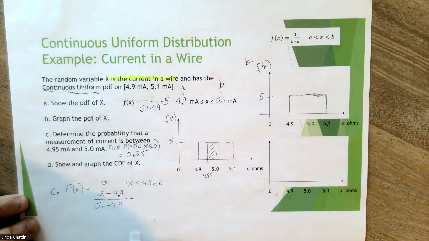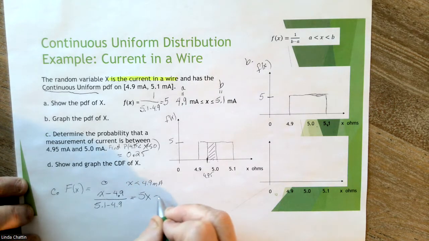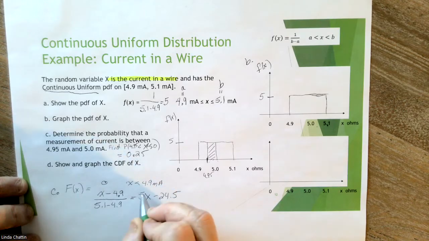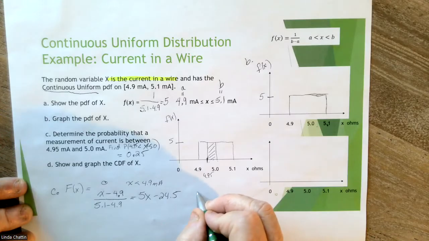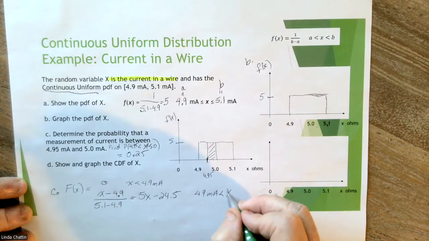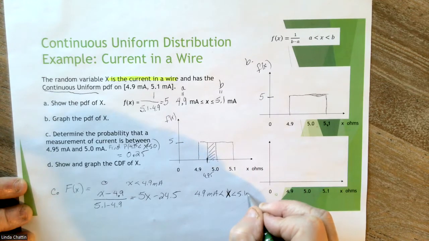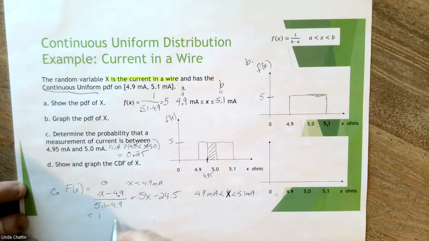Well, if you do the algebra here, you're going to find that there's a nice, neat, easy way to write this, which is 5x minus 24.5, because the bottom is 0.2, and then I can do a little bit of algebra here. And that's going to be good for 4.9 milliamps less than little x less than 5.1 milliamps. So that's my CDF. We know here that it's 1 whenever X is bigger than 5.1 milliamps.